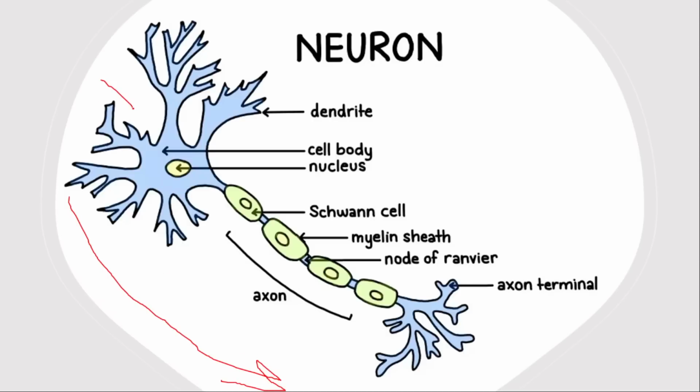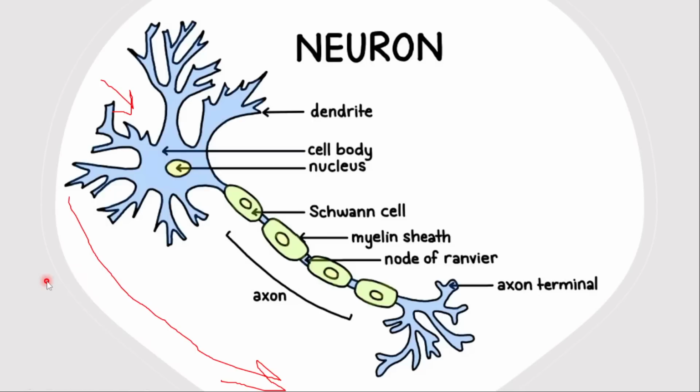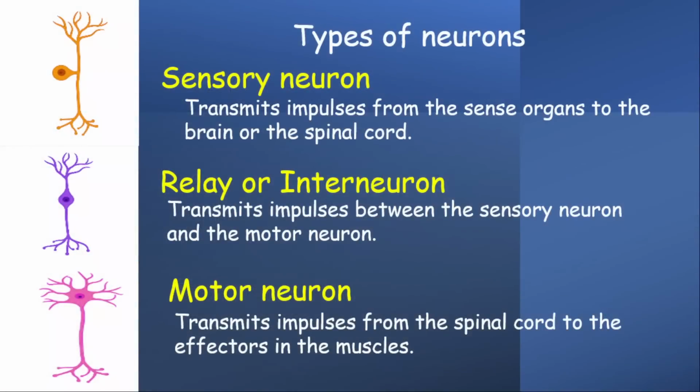So impulse always enters through the dendrites. Always. Never forget that. Okay, so no matter how the nerves turn and shape, the dendrites is what picks up the impulse first and foremost. All right, next we'll look at now is the type of neurons.